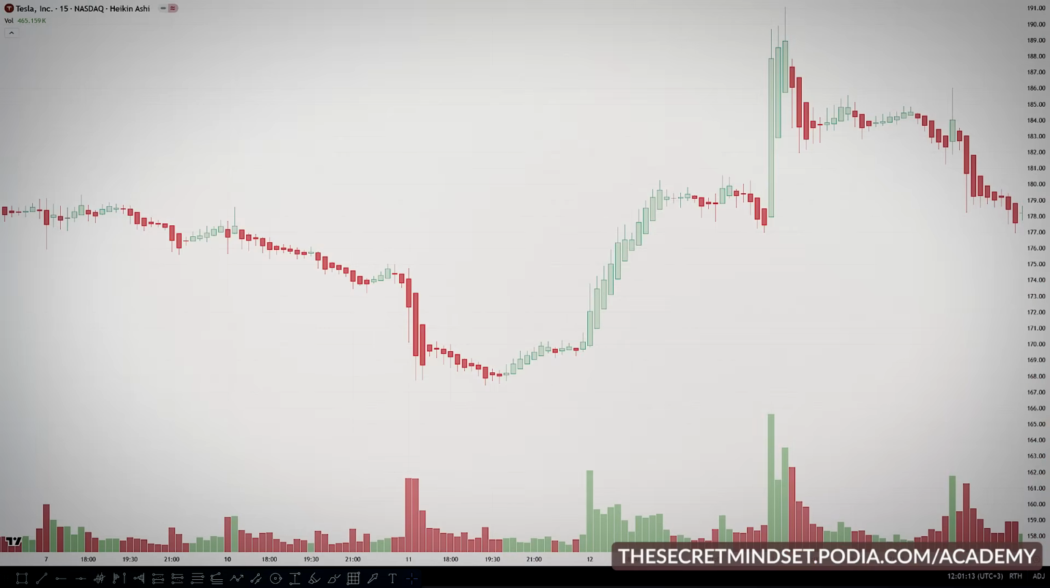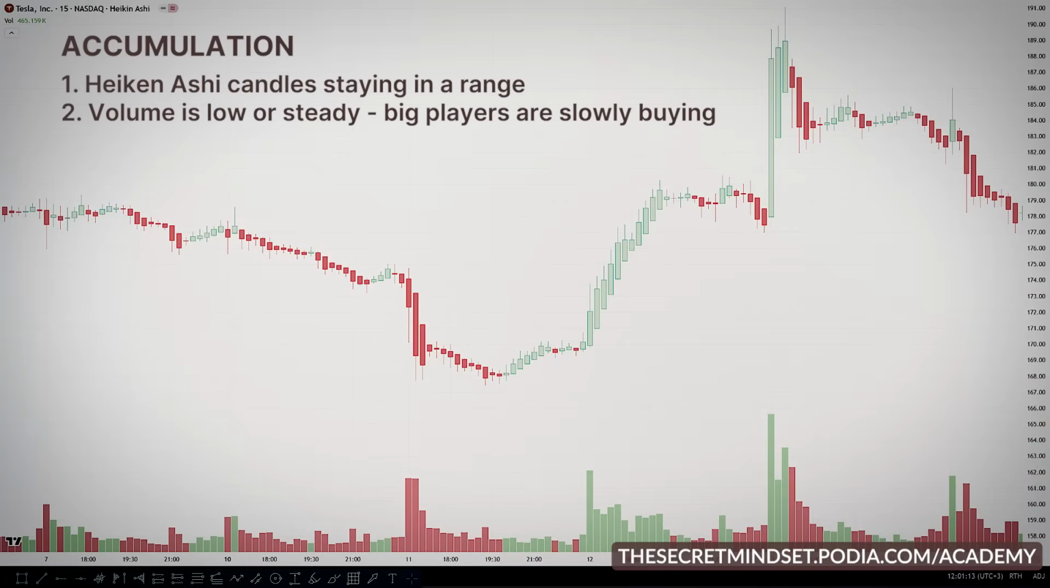You can also spot accumulation and distribution. In accumulation, smart money buys quietly. You might see Heikin Ashi candles staying in a range. Volume might be low or steady. This could mean big players are slowly buying.